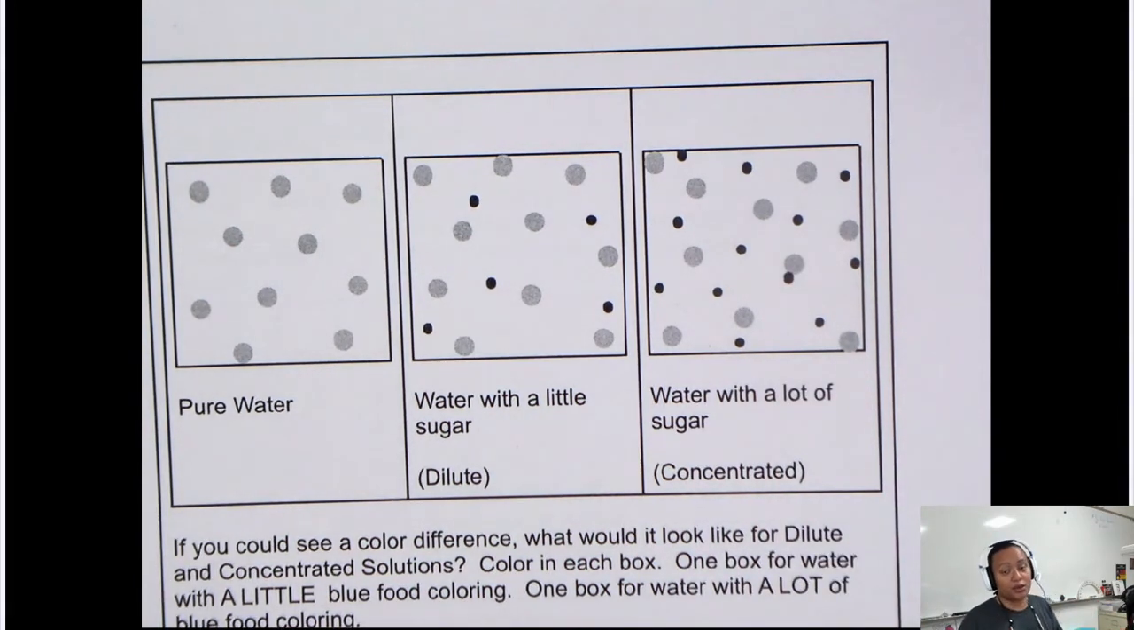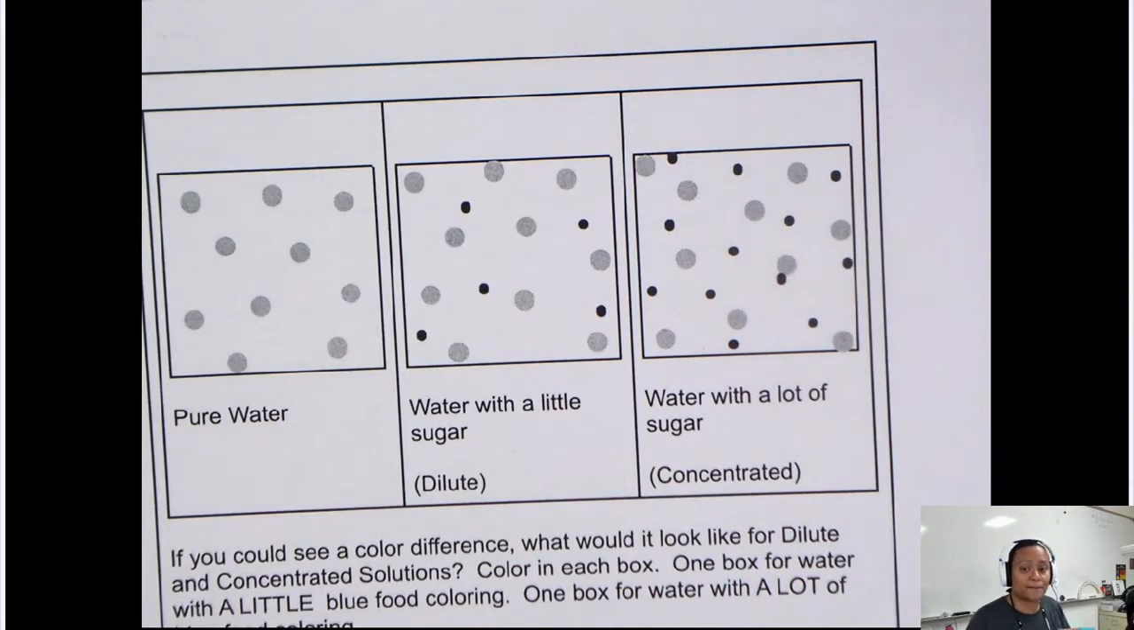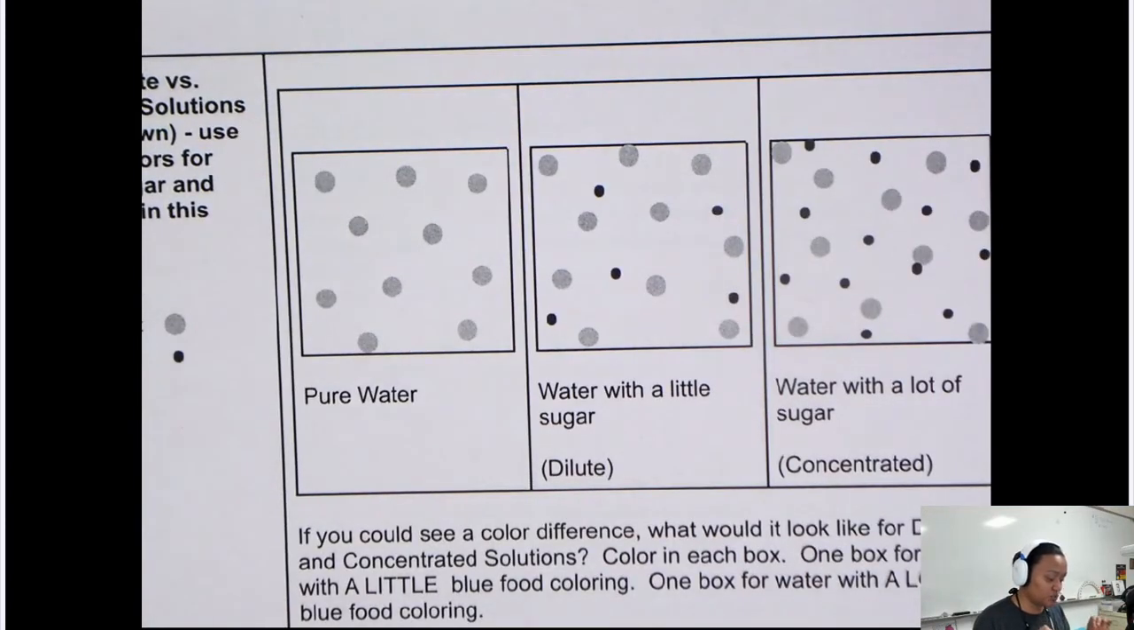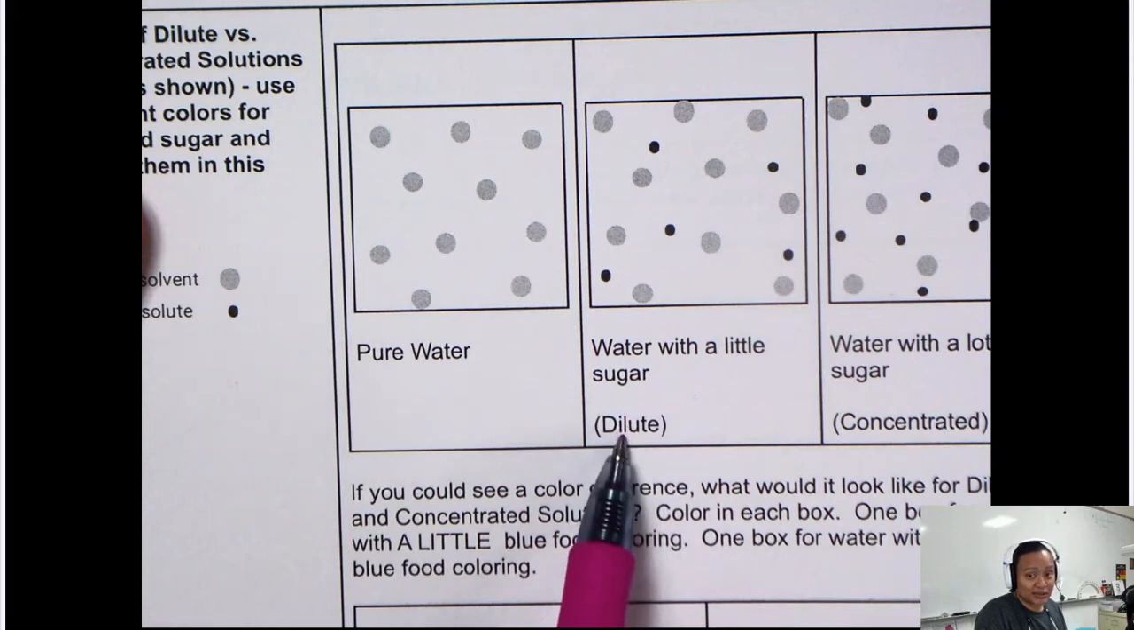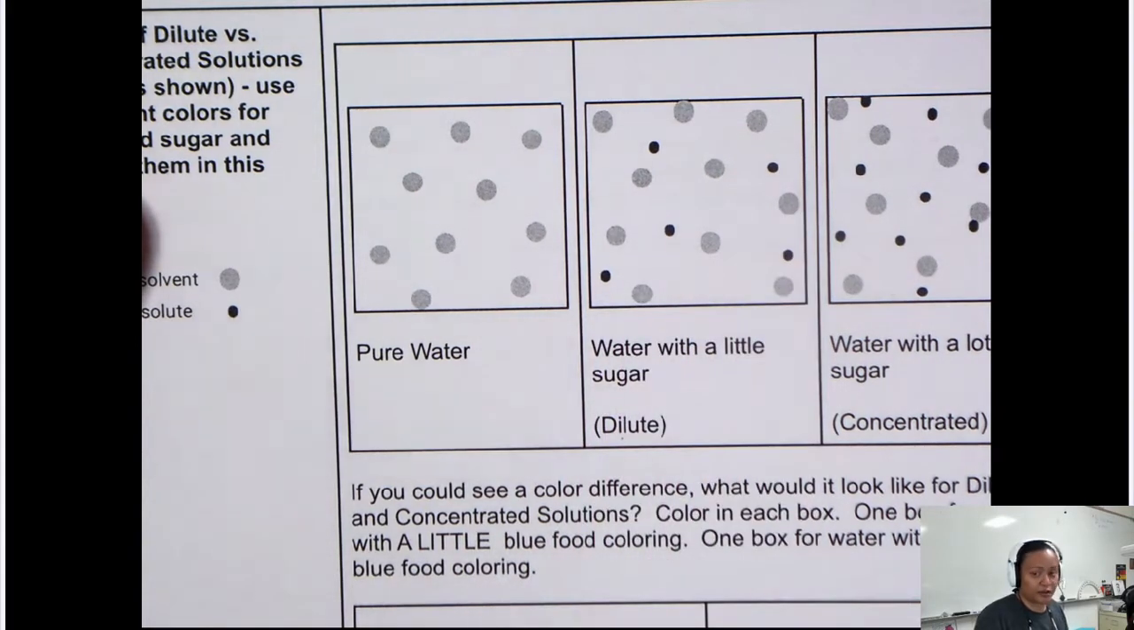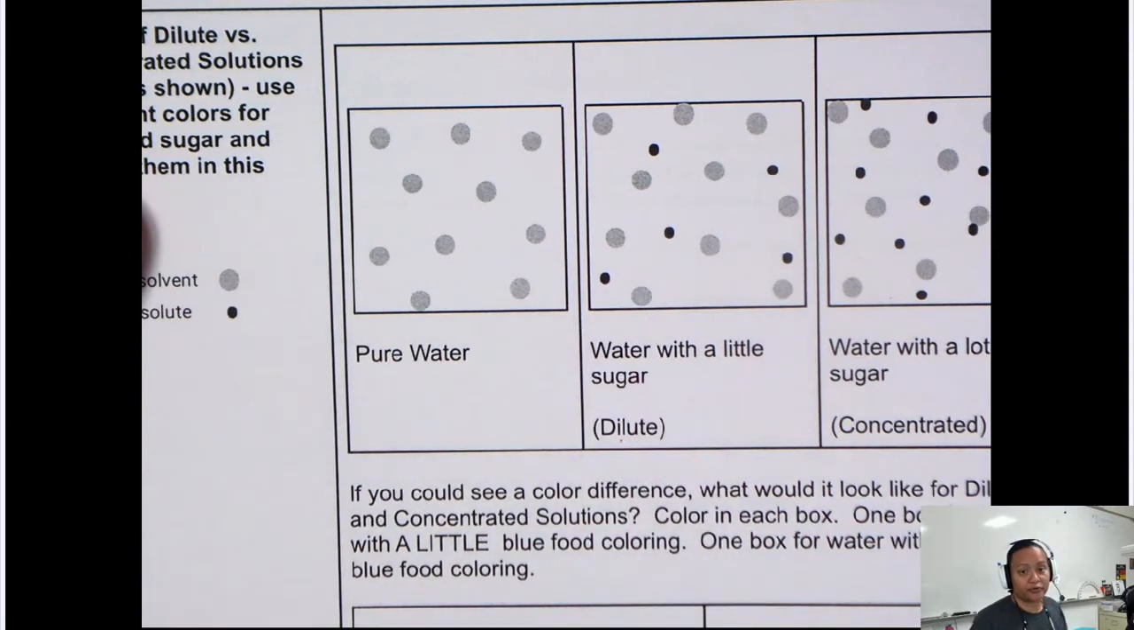Since remember again, with a solution, it's a homogeneous mixture. So your solute should be evenly distributed throughout your solvent. Okay, so here, dilute is less. Remember there's less solute dissolved in the solution. So here I only put 5 particles of the sugar, all right, 5 molecules of sugar.